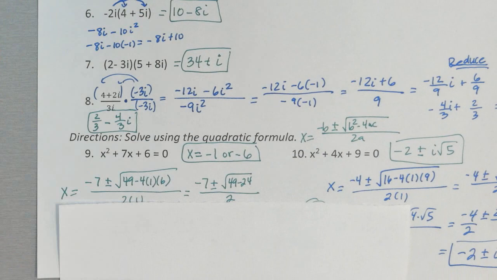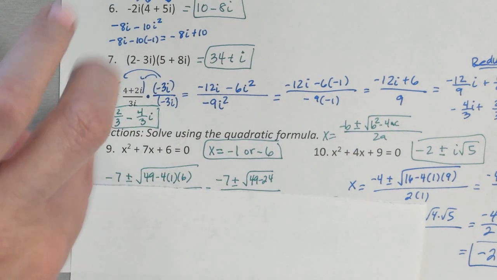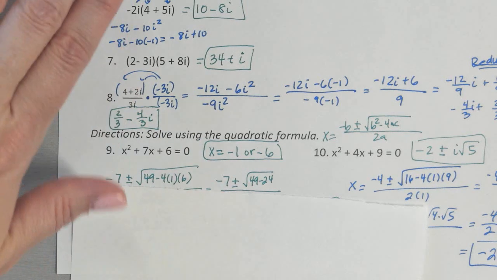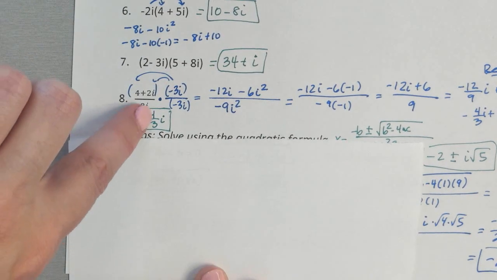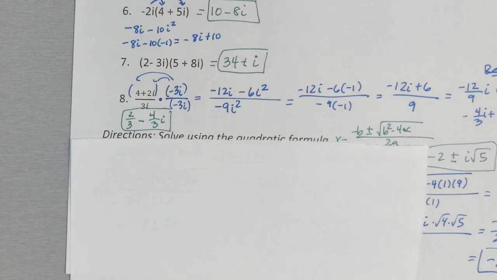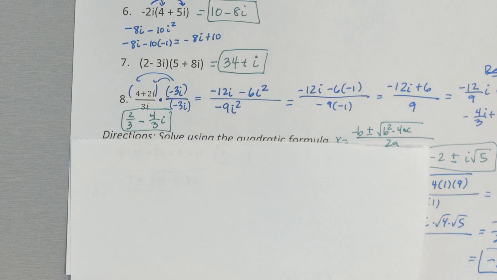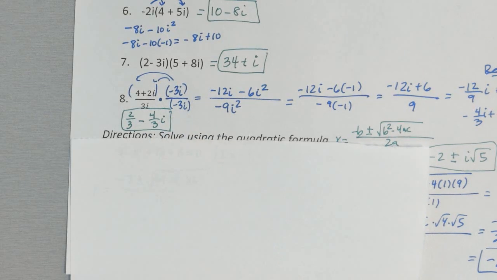All right, and then for number 8, there's multiple ways you can do this. Your final answer is 2/3 minus 4/3 i. So I boxed that in right there. 2/3 minus 4/3 i. How many of you did the same thing that I wrote down here, where you multiply by negative 3i? Okay, good. What else did you guys multiply by?